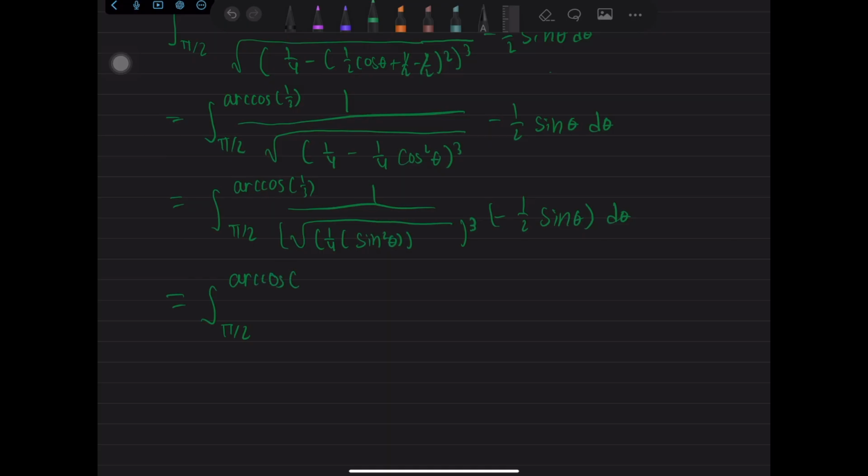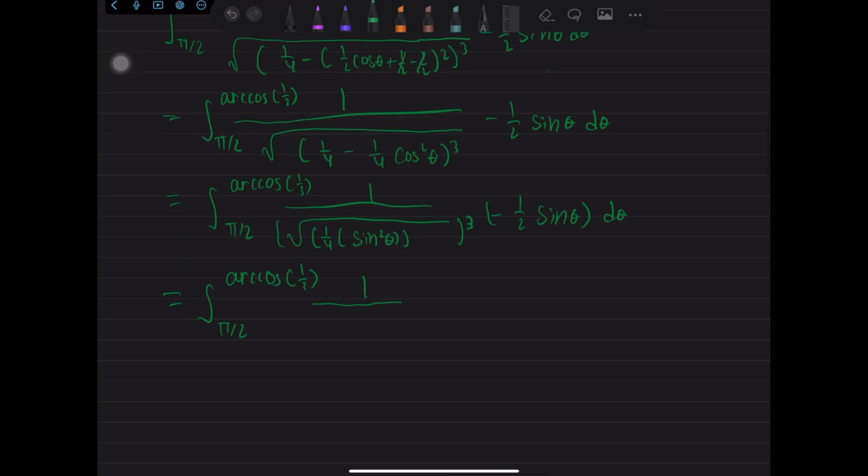Arc cosine of 1 over 3, 1, all of this over 1/4, so that's 1/2 sine theta, right? And we won't need to worry about absolute value right now, since on this interval, pi over 2 to arc cosine of 1 over 3, our value will be positive for sine. So worrying about the absolute value will not be needed here.